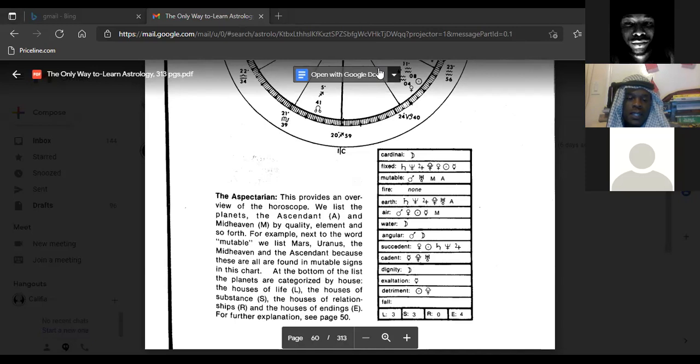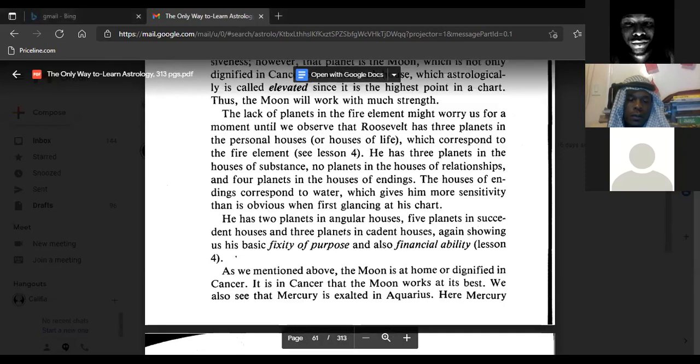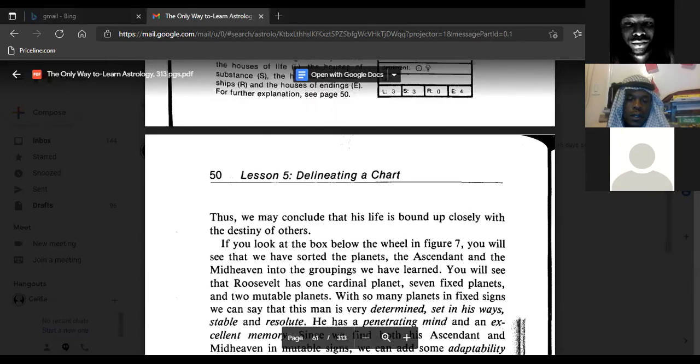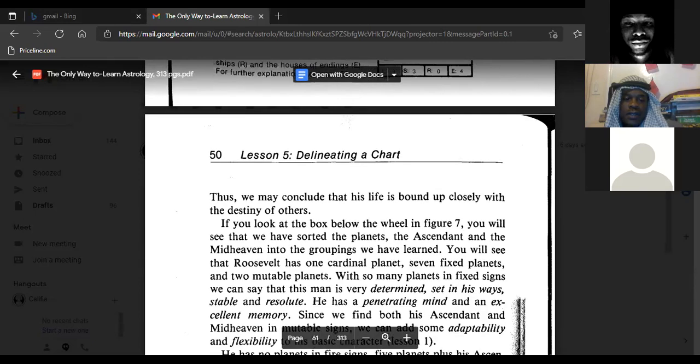At the bottom of the list, the planets are characterized by house: the house of life, the house of substance, the house of relationships, and the house of endings. For further explanation, see page 50. Thus, we may conclude that his life is bound up closely with the destiny of others.